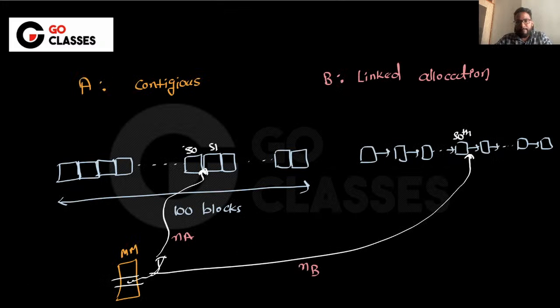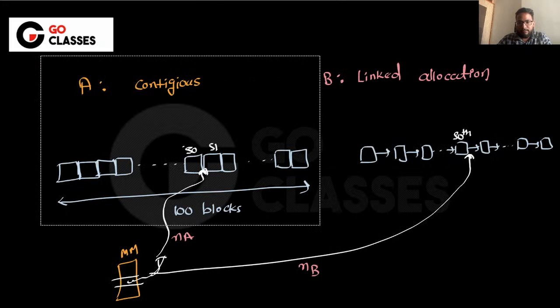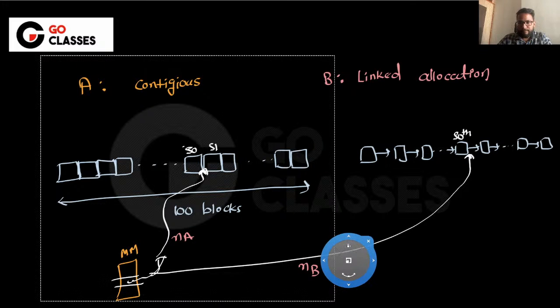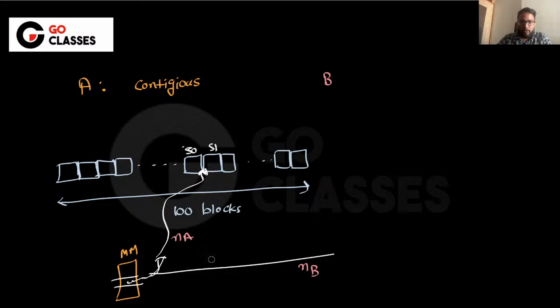A is basically saying that you have the contiguous allocation, and you want to store something here in between. This is what it is saying. Now, can you tell me how many accesses you require? Access means read and write. I mean, a read is one access, a write is one access.